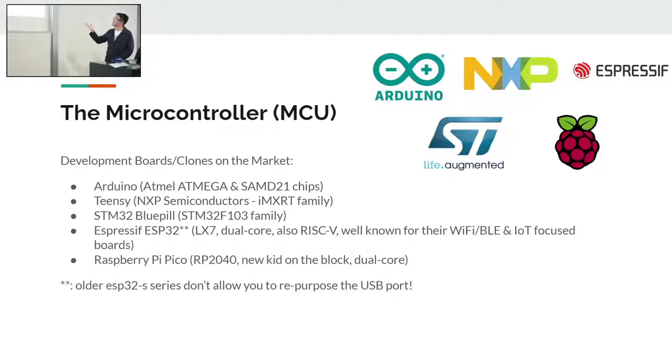You have ST Microelectronics with their Bluetooth. You have the ESP32s. A note on the ESP32 is that the older models do not support the USB being repurposed, so if you buy a cheap ESP32, be warned that that can happen. And of course, recently we have the Raspberry Pi Pico. It's gaining popularity. It's dual core, so you can do a lot of things with it.